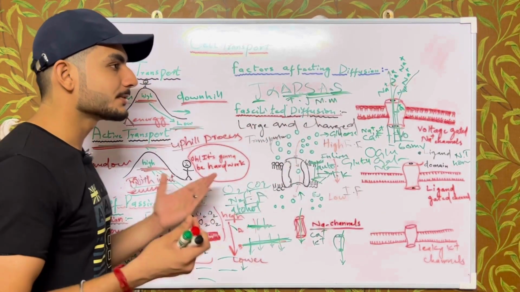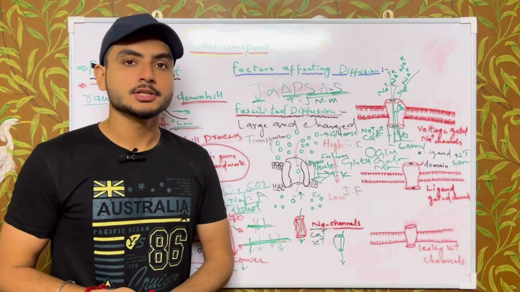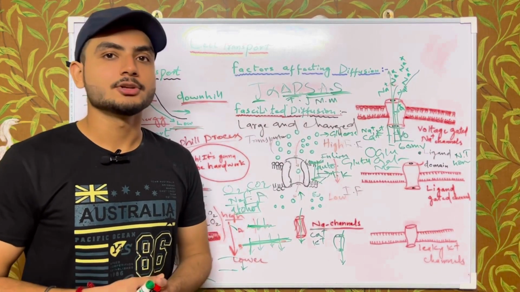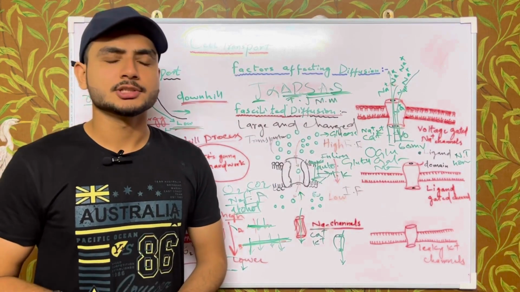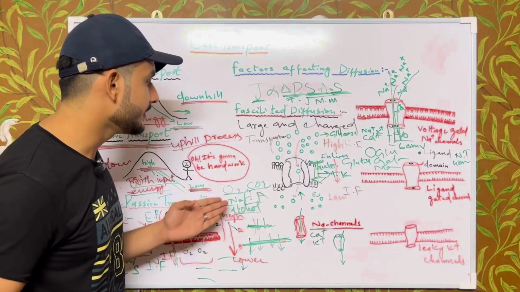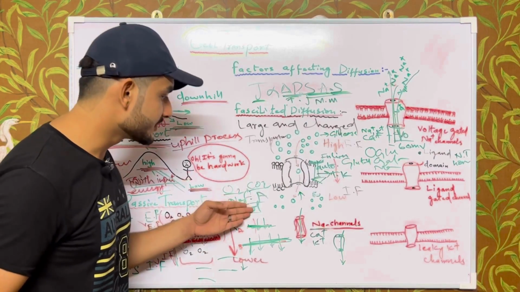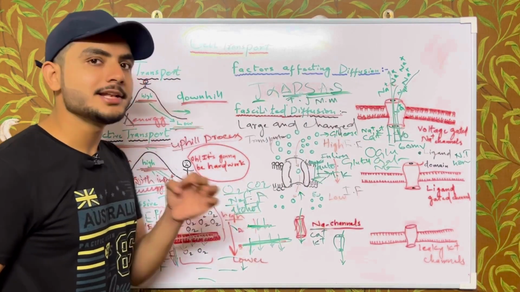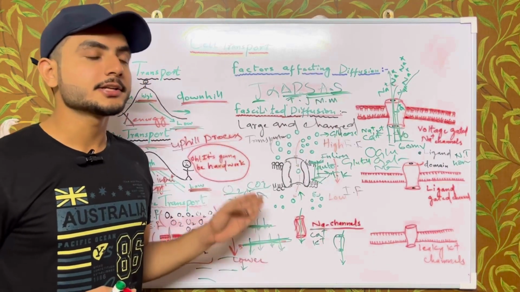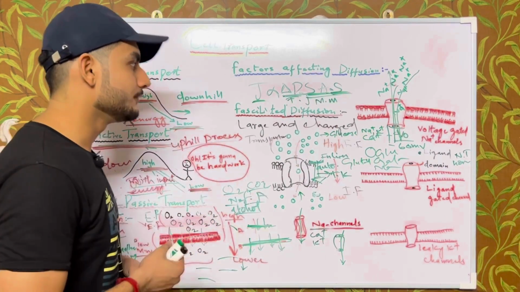Okay, what are the examples of those substances which can cross the biological membrane by simple diffusion? These substances are some gases such as oxygen, carbon dioxide, nitrogen, some fatty acids, and alcohol, which is highly soluble in lipid, so it can easily move by the process of simple diffusion.